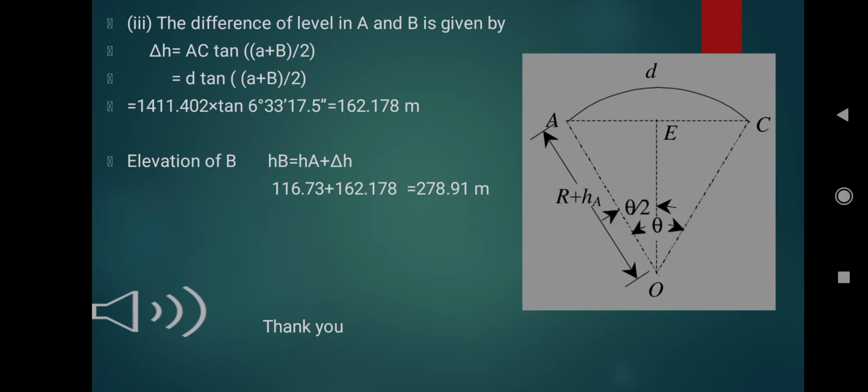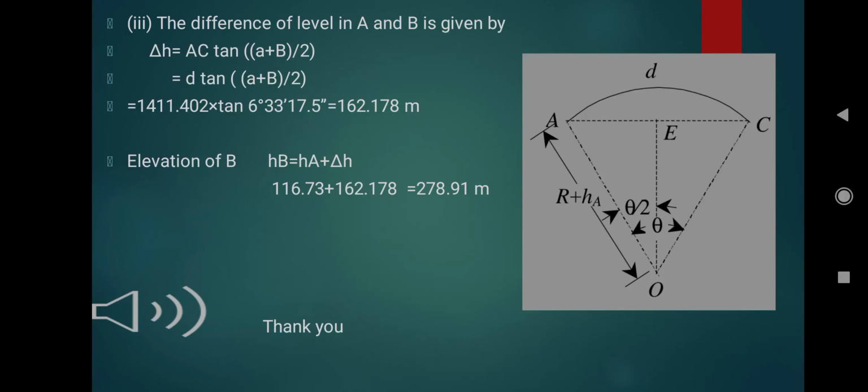In the last part we have to find the elevation of B. The difference of level between A and B is given by del H equals AC tan of alpha plus beta by 2. We had this information in the theory part, I think in the fourth slide. So del H equals AC tan of alpha plus beta by 2. AC equals D, so del H equals D tan of alpha plus beta by 2. Putting the values, 1411.402 into tan of 6 degrees 33 minutes 17.5 seconds, the alpha plus beta by 2 value, del H equals 162.178 meters.